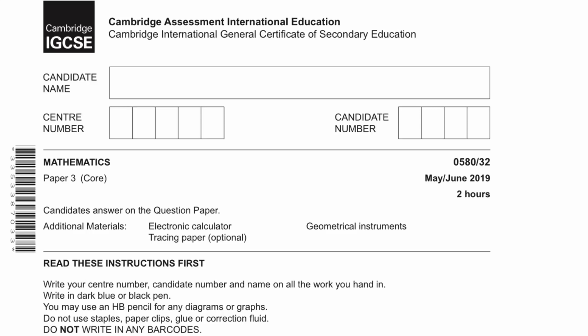Hi, welcome to this tutorial. Today we are going to go through IGCSE paper June 2019, variant 3.2, paper 3 core.